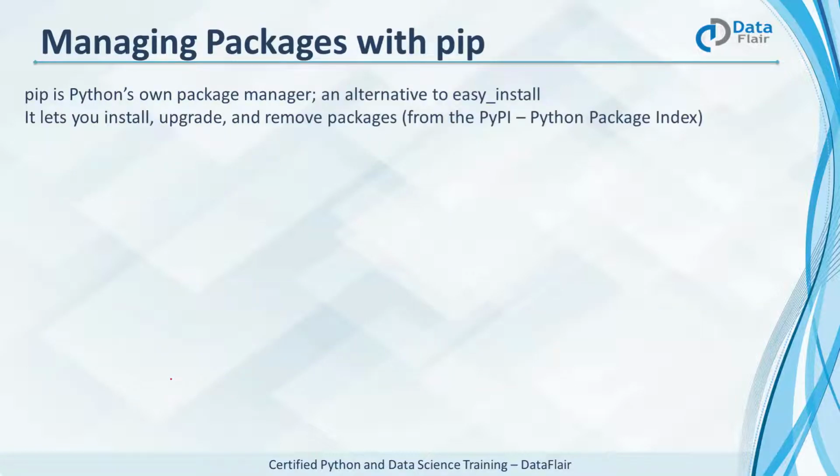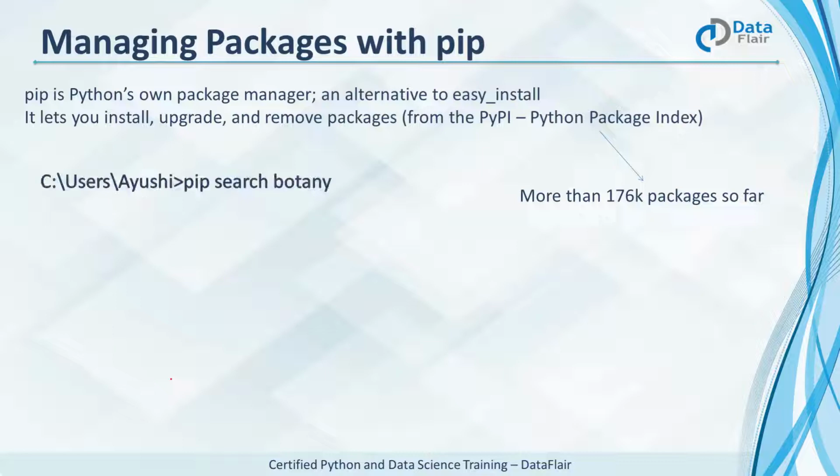By now, you're familiar with pip. It is Python's own package manager and is an alternative to the package manager we call easy_install. With pip, you can install, upgrade, and remove packages from PyPI, which is the Python Package Index, and has more than 176,000 packages by now.